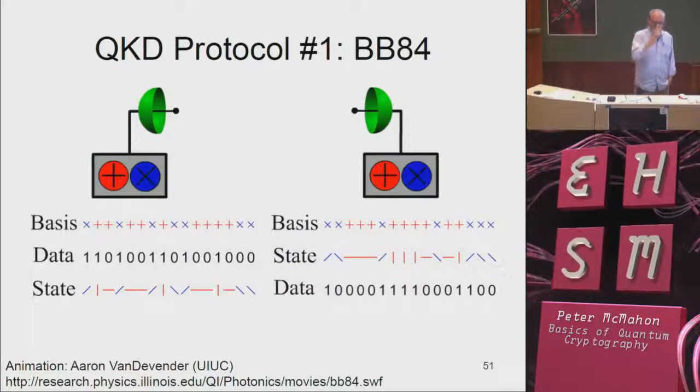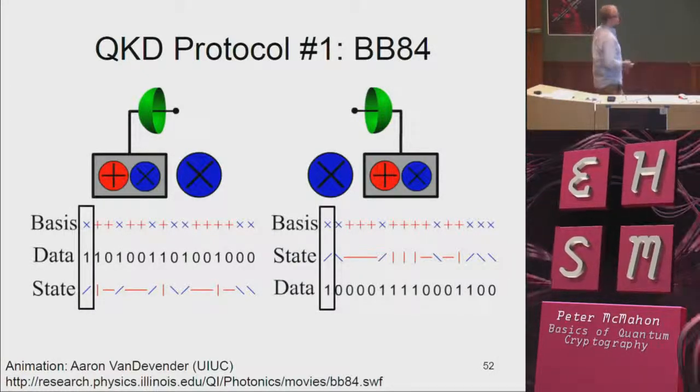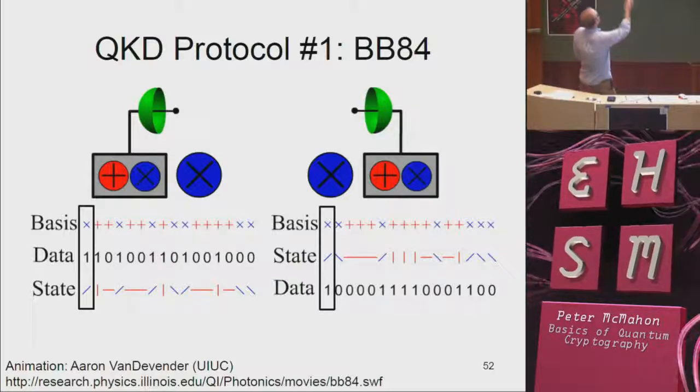Now that this is done, Alice and Bob communicate over a classical channel and tell each other which basis measurements they were doing. So Alice tells Bob which bases she prepared each state in, and Bob tells Alice which basis he measured each of the states in. And what they will do is, when they randomly happen to choose the same basis, they will keep those data bits and throw all the other ones away.